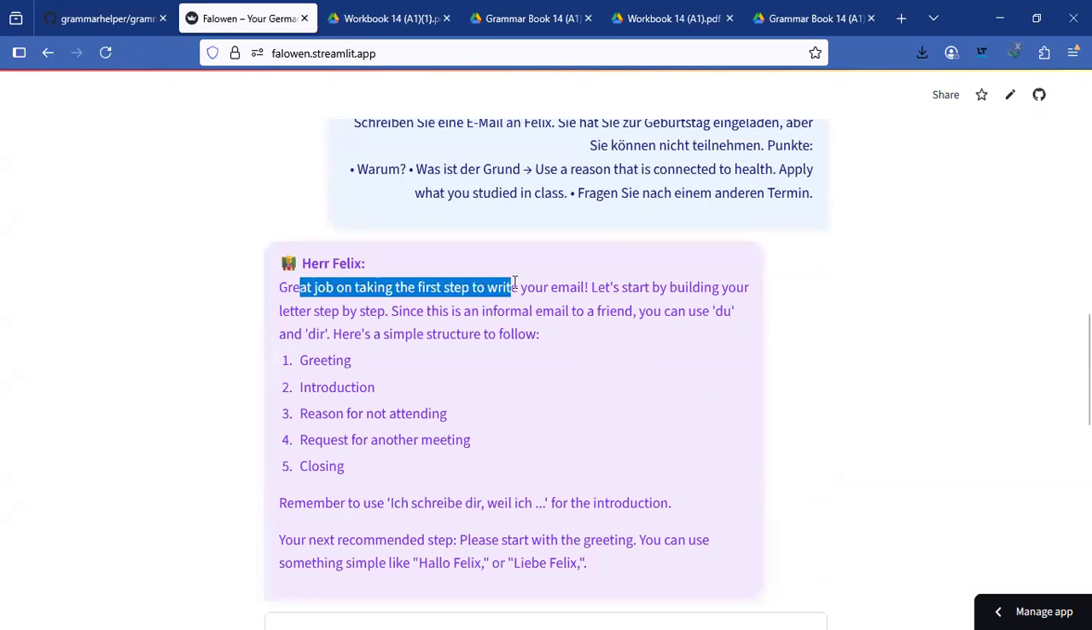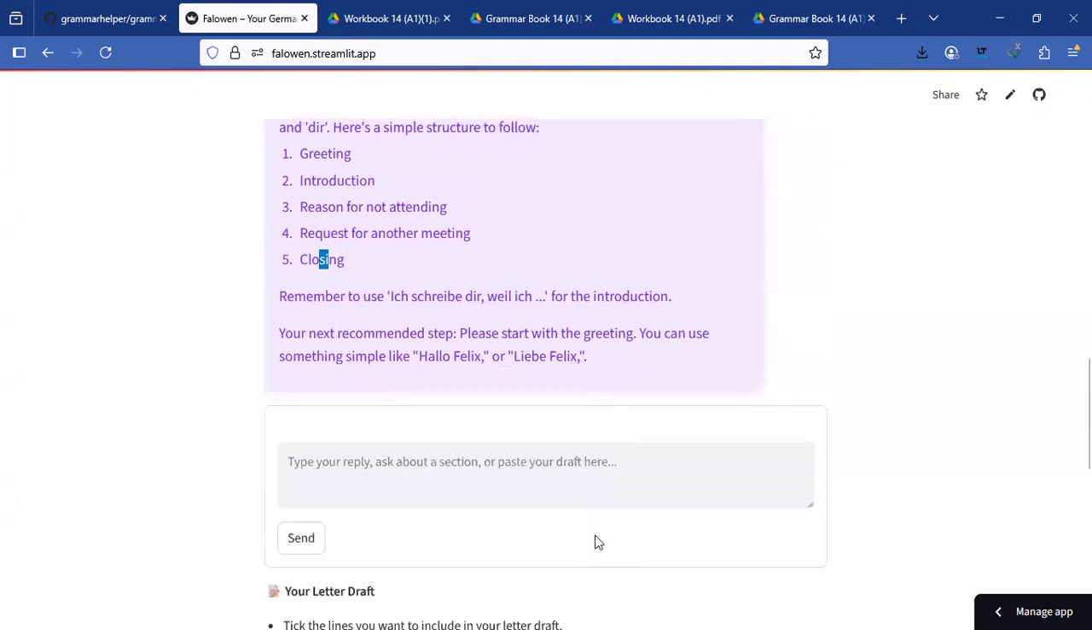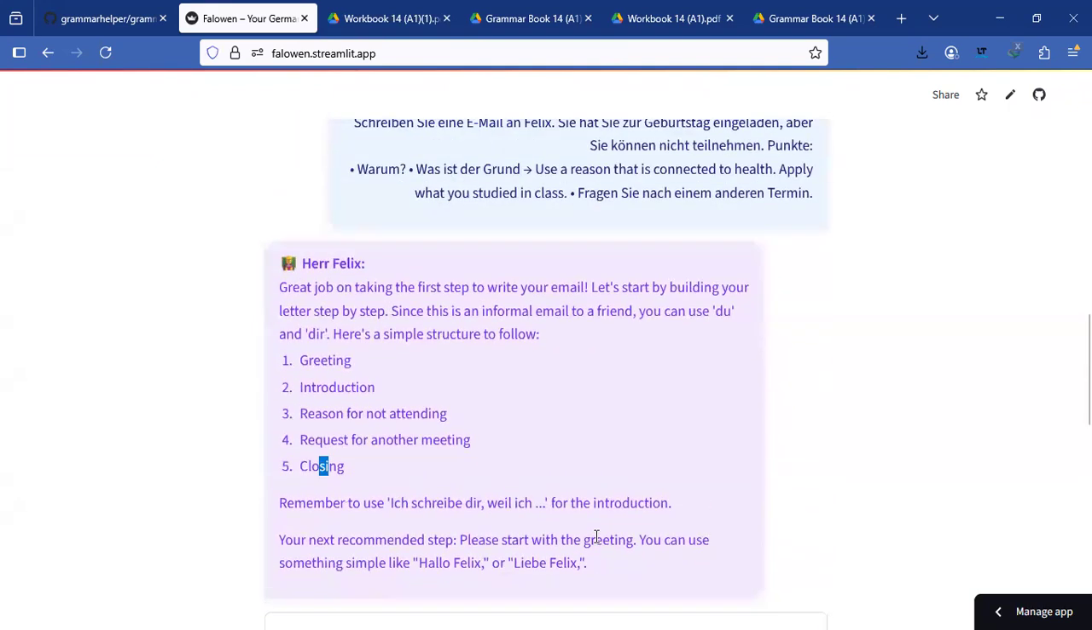So great job on taking the first step to write your email. Let's build your letter step by step. Since it's an informal email to a friend, you can use du and Dear. Here is a simple structure to follow: greeting, introduction, reason for attending, request for meeting and closing. This one, the translator will not help you with that. The translator, you just go and put it there and it just writes it for you. But this one is taking you through the steps. So you are still learning.